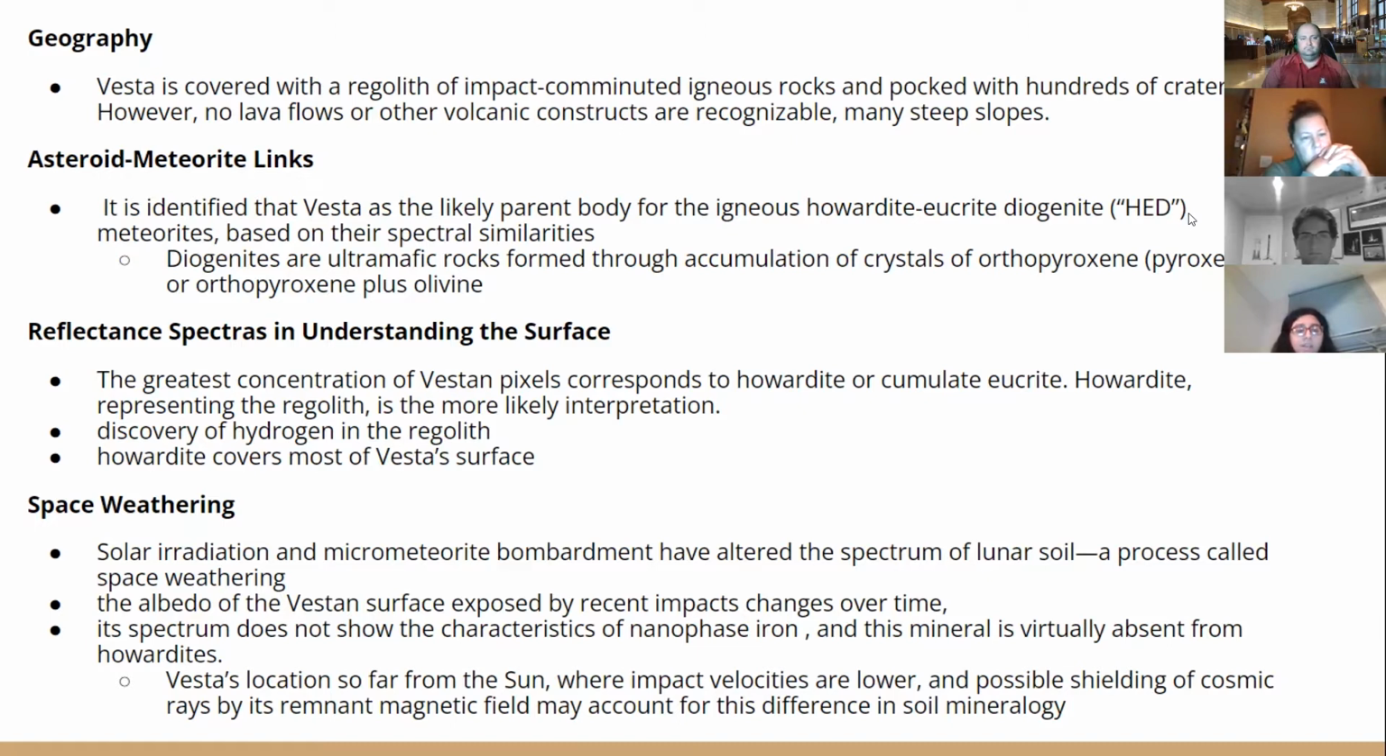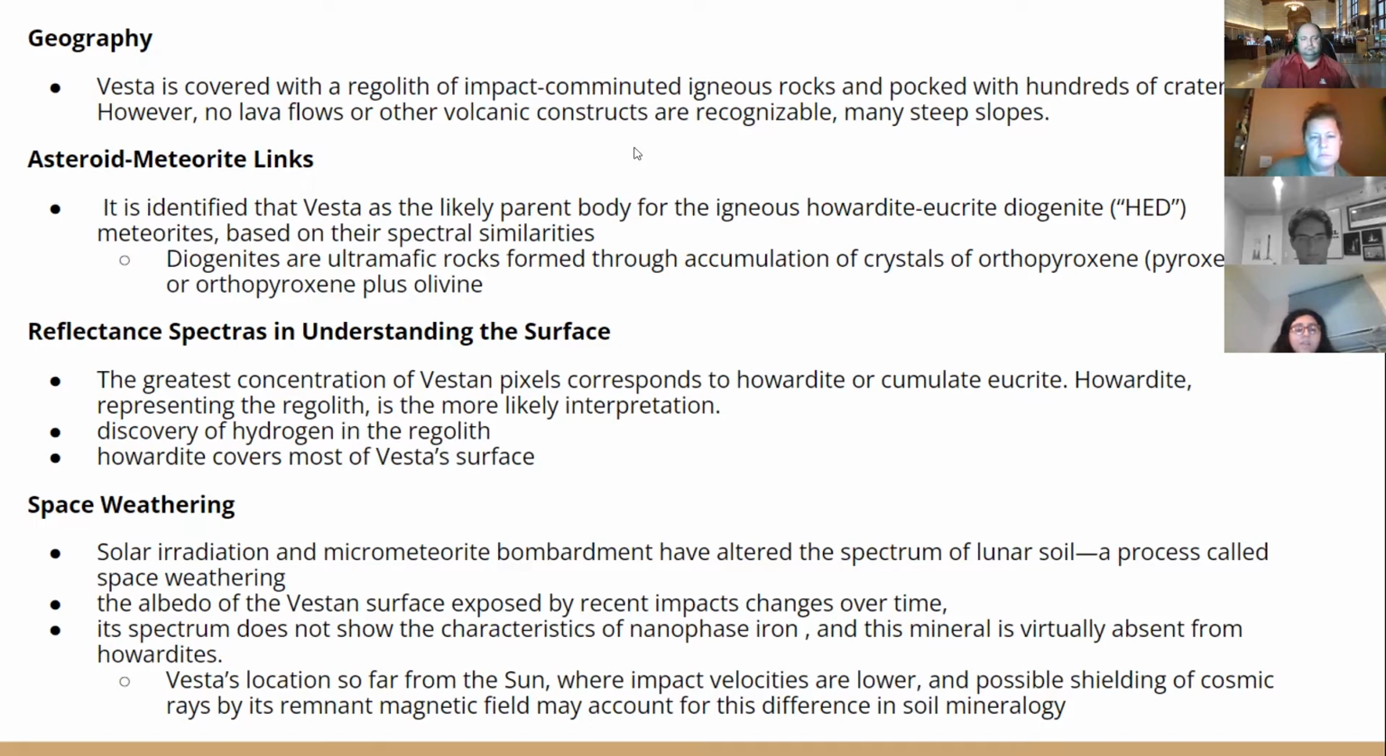The last thing we can touch upon with this specific image is space weathering. So bombardment and impact has caused lunar soil, which is a process derived from space weathering. And the albedo, or the brightness of the surface of Vesta, has been exposed through impacts. And this changes over time. So the albedo has been changing over time, but as it exposes certain things, we can understand further about the process.